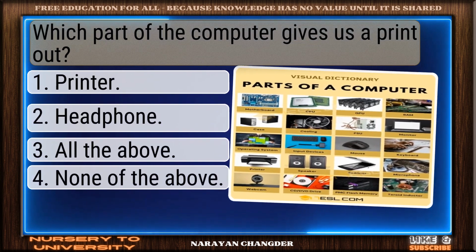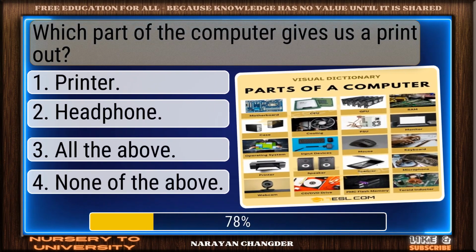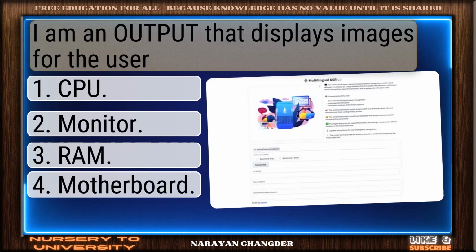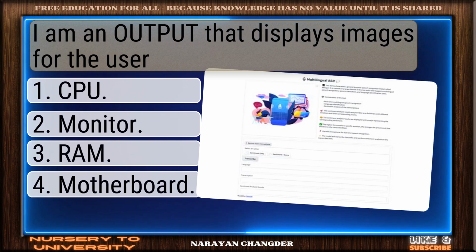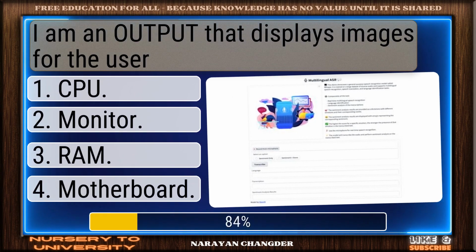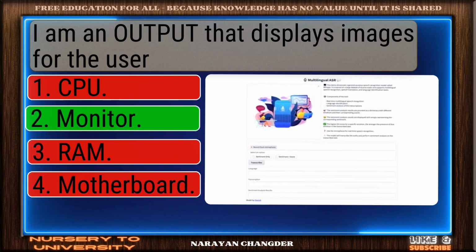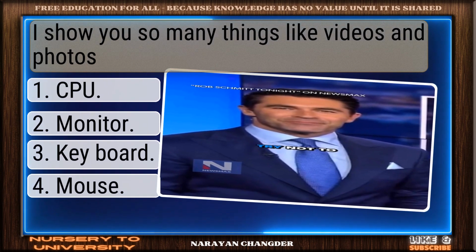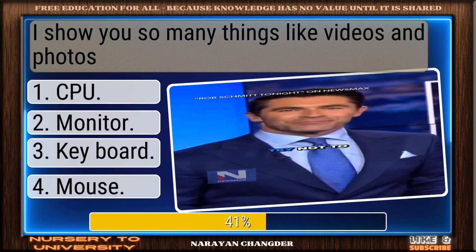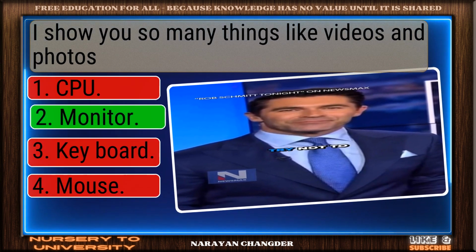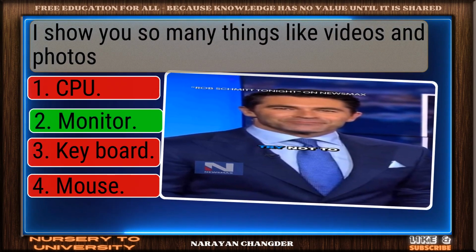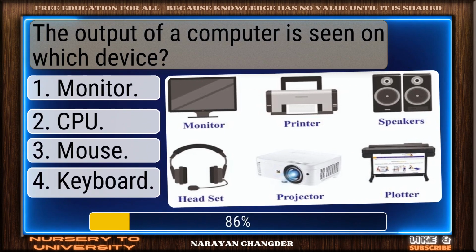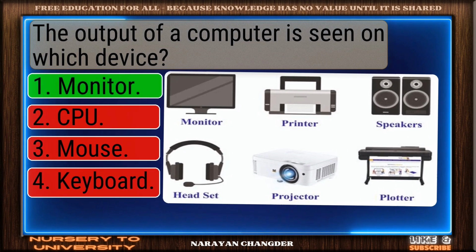Which part of the computer gives us a printout? Right again. Printer is a valid answer. I am an output that displays images for the user. Nice selection. Monitor is the correct and valid answer. I show you so many things like videos and photos. Excellent. Monitor is a brilliant choice. The output of a computer is seen on which device? Valid point. Monitor is true.